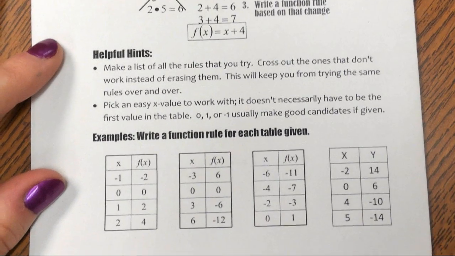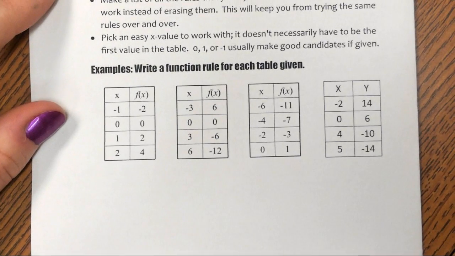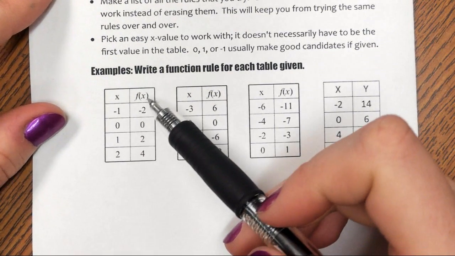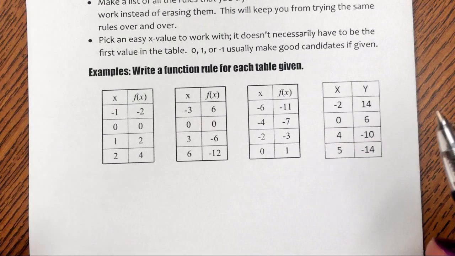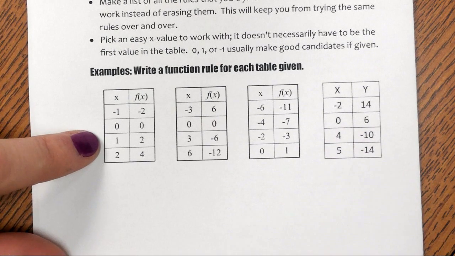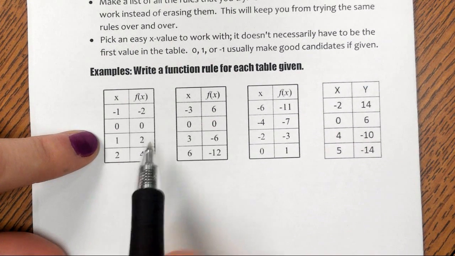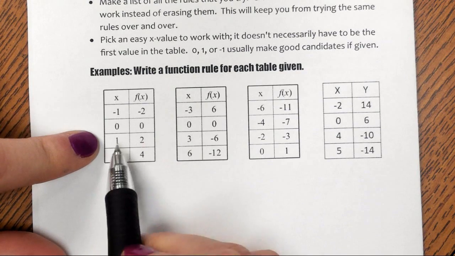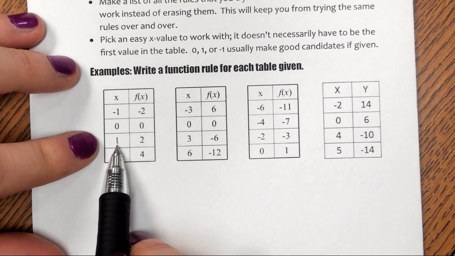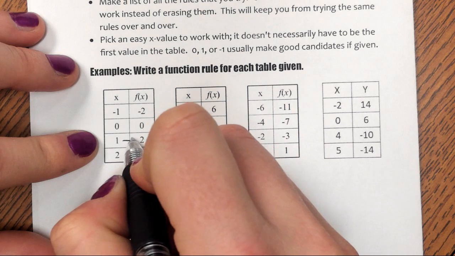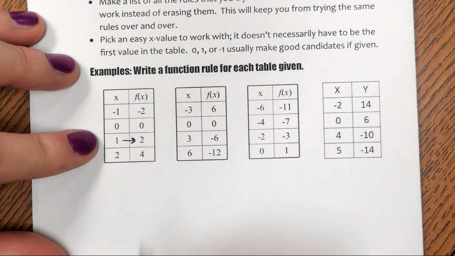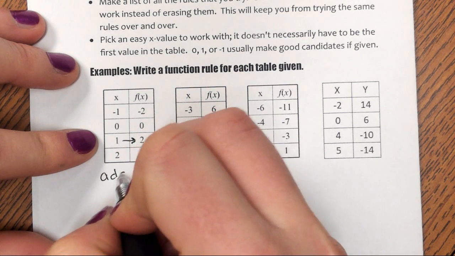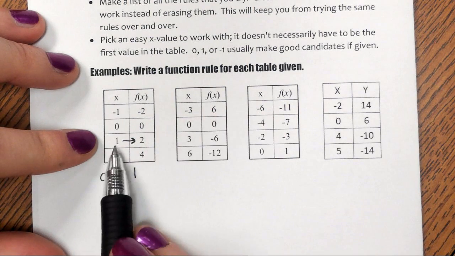So let's take a look at these 4 examples. I'm going to start with the first one. Now I like working with 1. It's a positive number and it's a really easy number to work with. So I'm going to think about ways that I can get from 1 to 2. How can I go from 1 to 2? Well, one way is by adding 1. So I'm going to write down add 1. 1 plus 1 is 2.